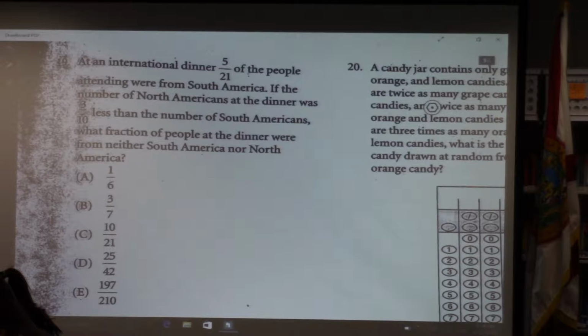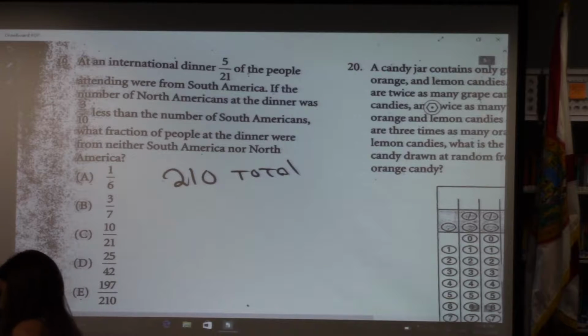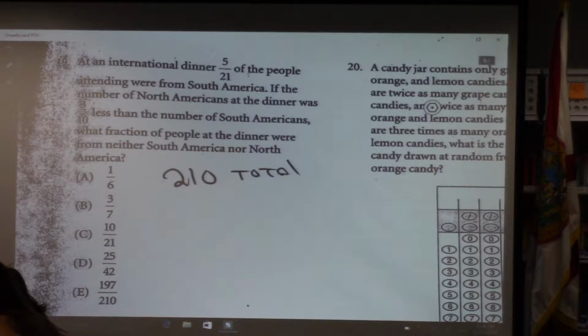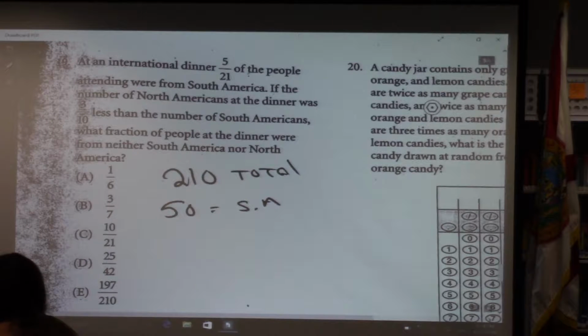So what do we do? Come on, guys. We make up a number. What number do you want to start with? 210 total. Okay, good. If we have 210 total, and then 5/21 of the people were from South America, how many were from South America? 50. Good. And then if the number of North Americans at the dinner was 3/10 less than that, what is 3/10 of 50? 15. And that many less would give us how many? 35. Good.